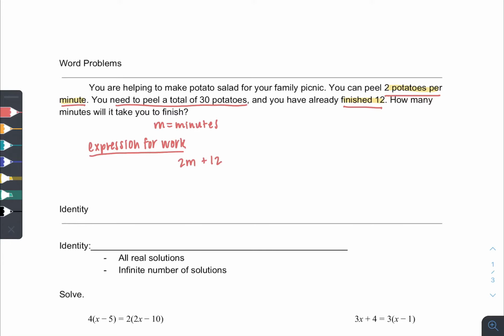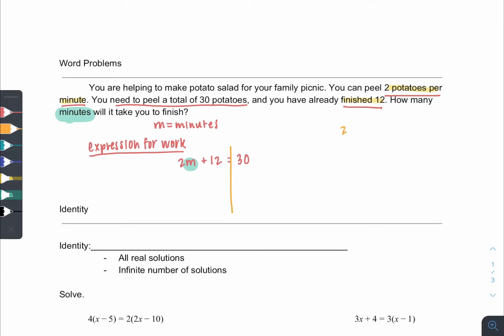Then we need a total of 30 potatoes. So we're going to set that equal to 30. And we want to see how many minutes it will take to finish. So this right here, if I have m blank, then I know how to solve. So we're going to go ahead and solve for that. So I'm going to draw a line down the middle and solve.